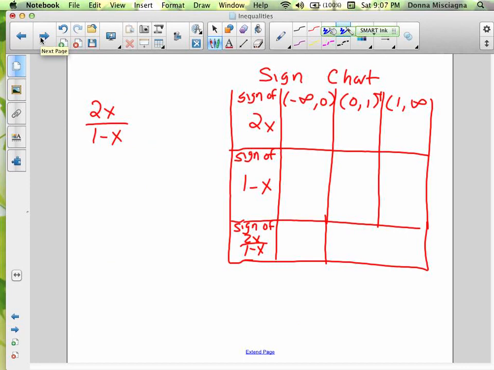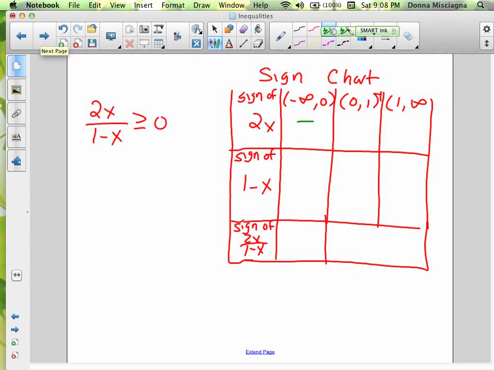So we have our three intervals there, and we're looking at the sign of each of the factors. Oh, and I forgot to write that this was greater than or equal to 0. Now let's check the sign of 2x. If I multiply a negative number by 2, it's still going to be negative, except, of course, at 0, where it's 0. But anything less than 0 is going to be negative. So this is negative.